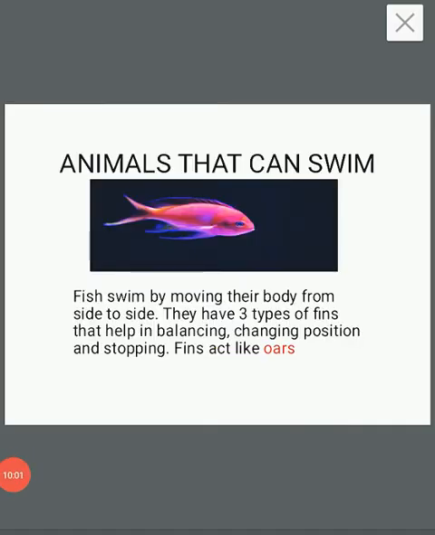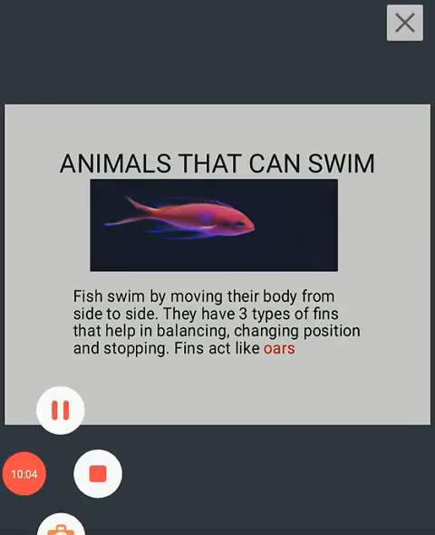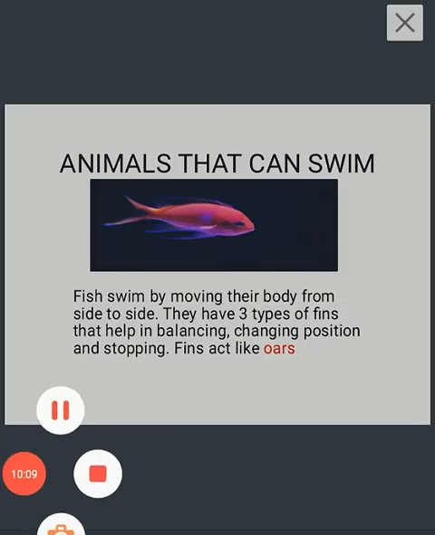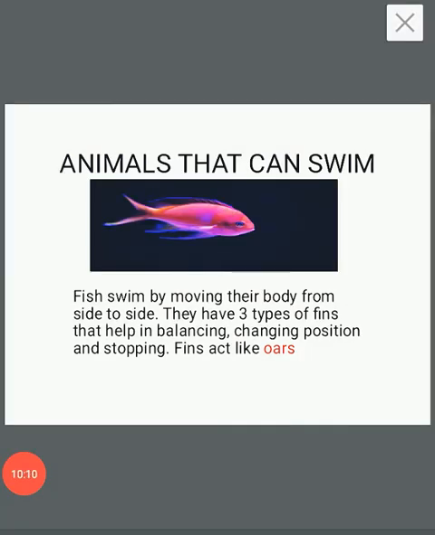Now when you look at those animals which can swim, these animals have also adapted their bodies to swim in their habitat, which is water. If you see fish, for example, fish swim by moving their body from side to side, and they have three types of fins that help in balancing, changing position and stopping. Fins act like oars.